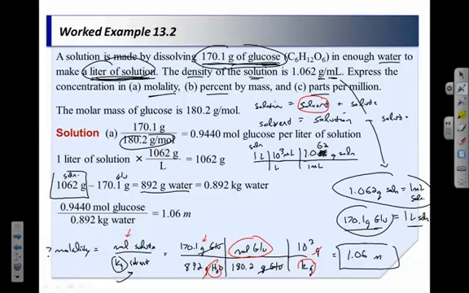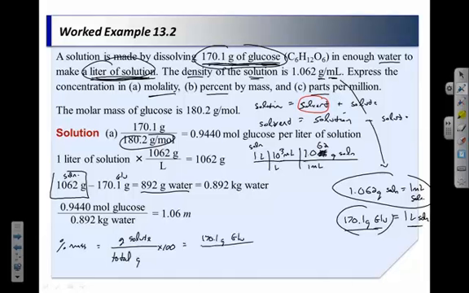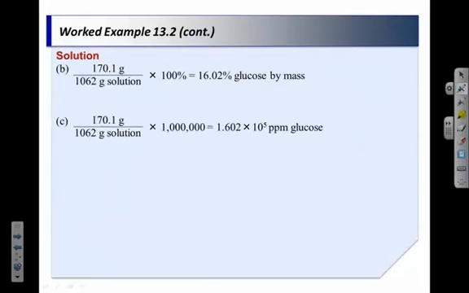Questions about that one? All right, let's look at percent by mass. Percent by mass is going to be grams of solute divided by total grams times 100. I've already got that information from the last one. We know the grams of solute is the glucose, 170.1 grams of glucose. The total grams was calculated here, grams of solution. So I multiply that by 100, and I get the percent mass, which is 16.02%.